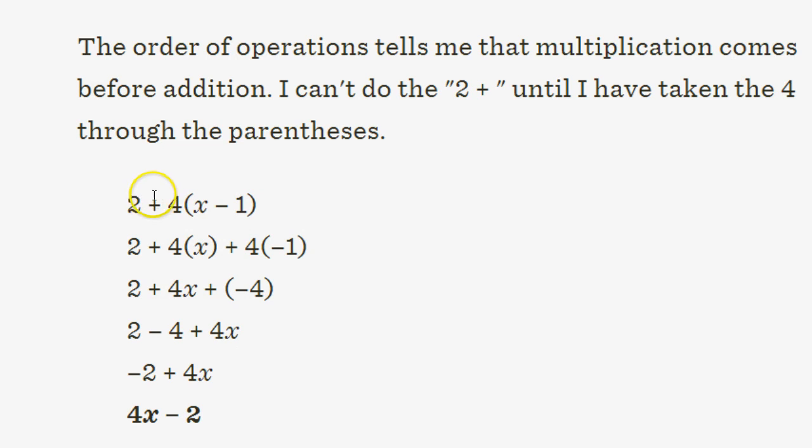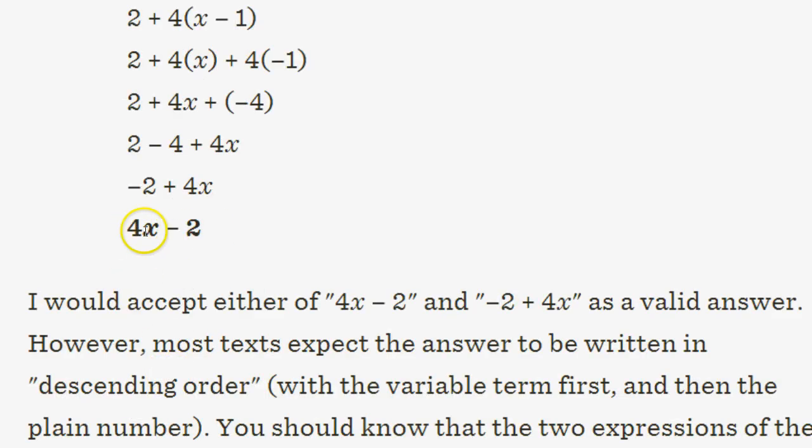Alright, now, what happens if you have some distribution mixed up in an expression and it's only part of it? Well, you just multiply the 4 throughout these 2 parts. So it's 4 times x and 4 times negative 1. The 2 plus just stays alone until you get done distributing. Then once you get the 4x minus 4, you can start combining like terms. So you would combine the 2 and the negative 4 and get negative 2, and then rearrange it to be 4x minus 2.